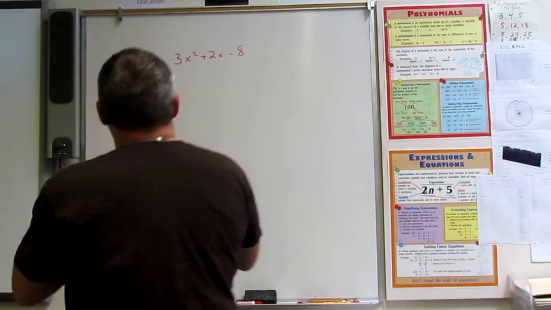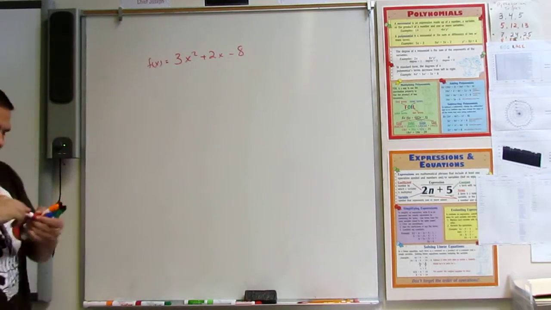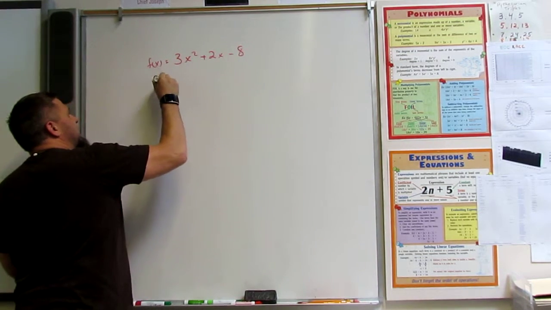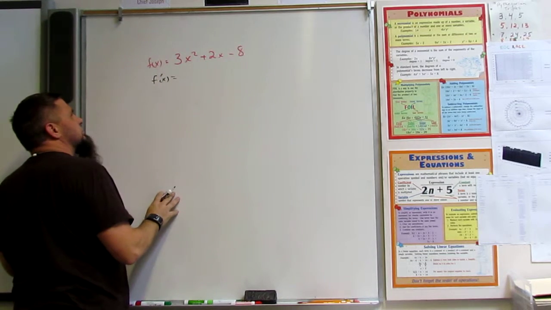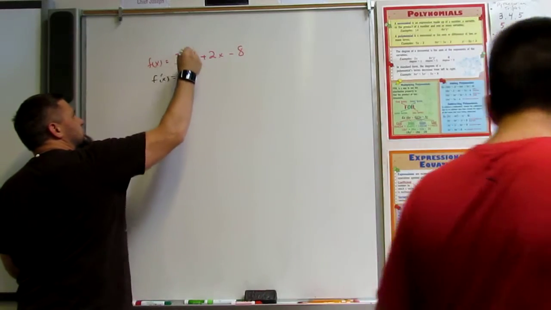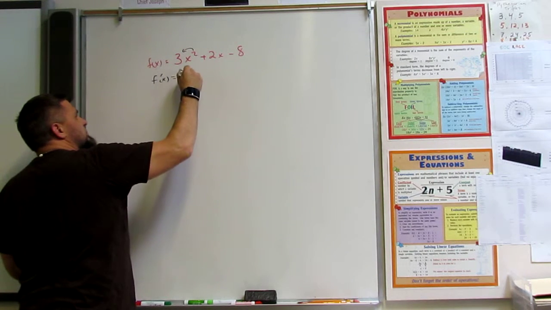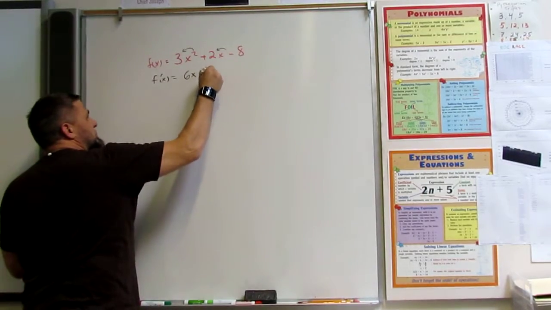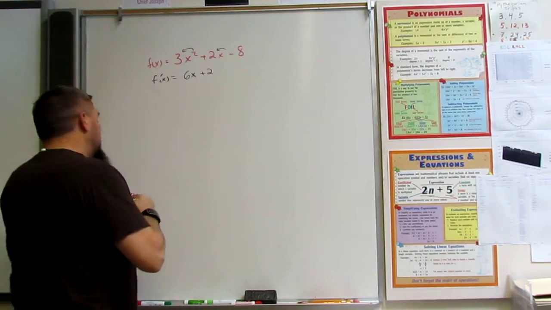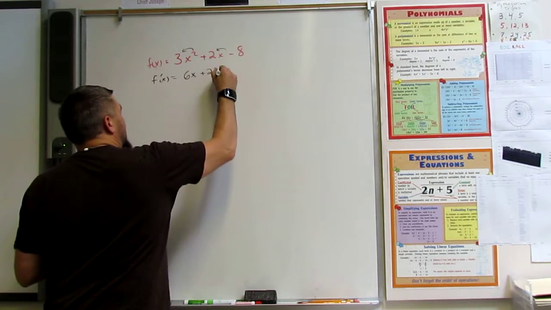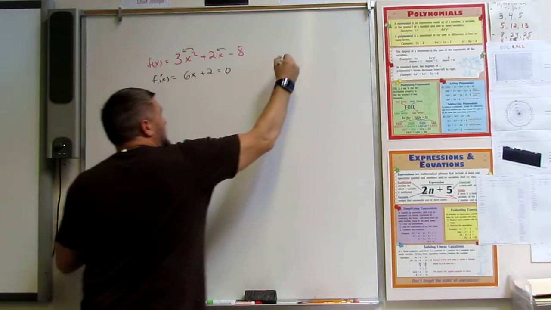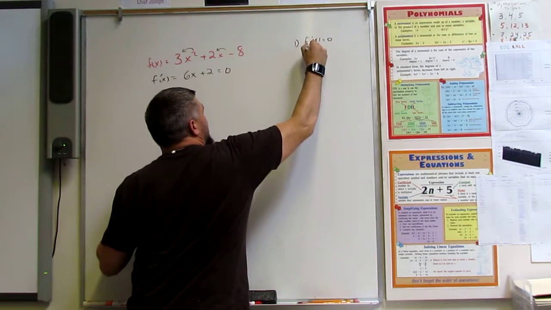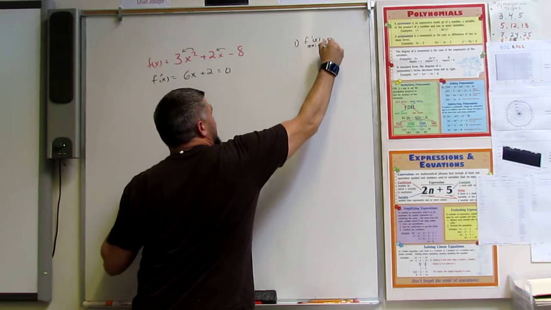Alright, first step. What do we do? Move the axis and where I'm moving. So what do I get? F prime of x equals what? First you go 2 times 3, plus 2, minus 8, equals 0. First step, F prime of x equals 0. That is your axis of symmetry.